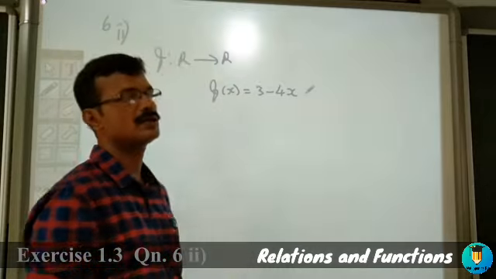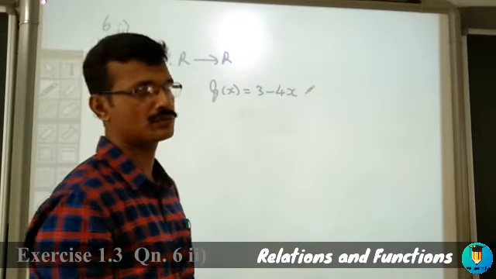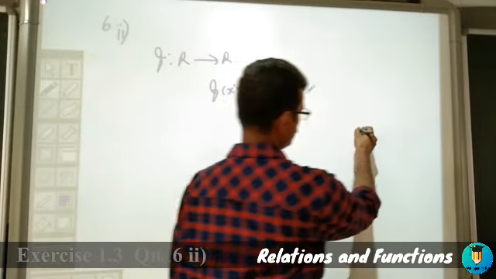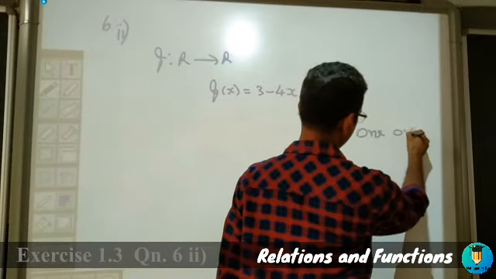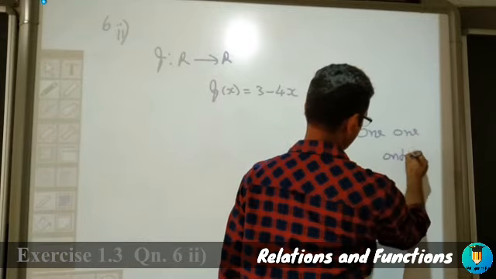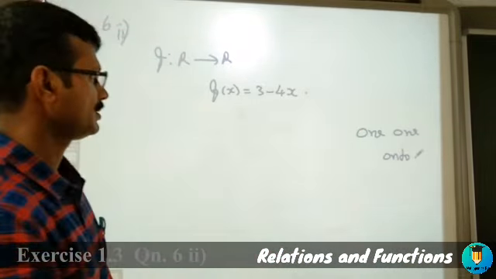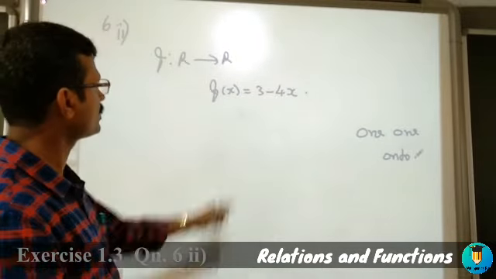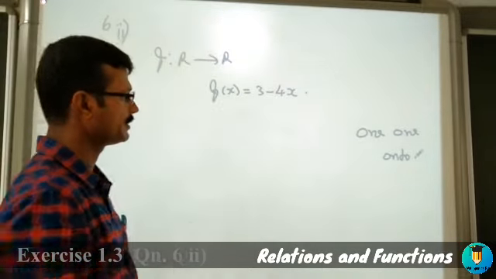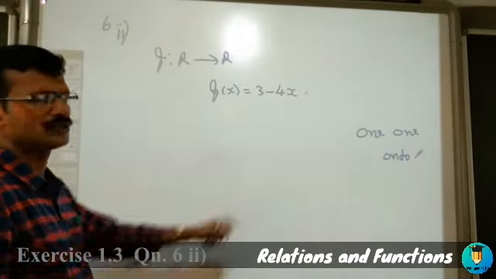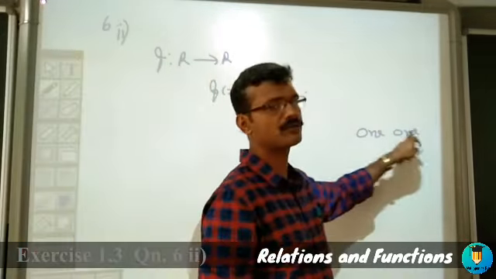Bijective means it must be one-one and onto, then only it is bijective. So we have to check whether it is one-one and onto. First of all we will go for one-one. It is from real to real, and there is no square or anything like that, so we will go for the normal way of proving a one-one function.